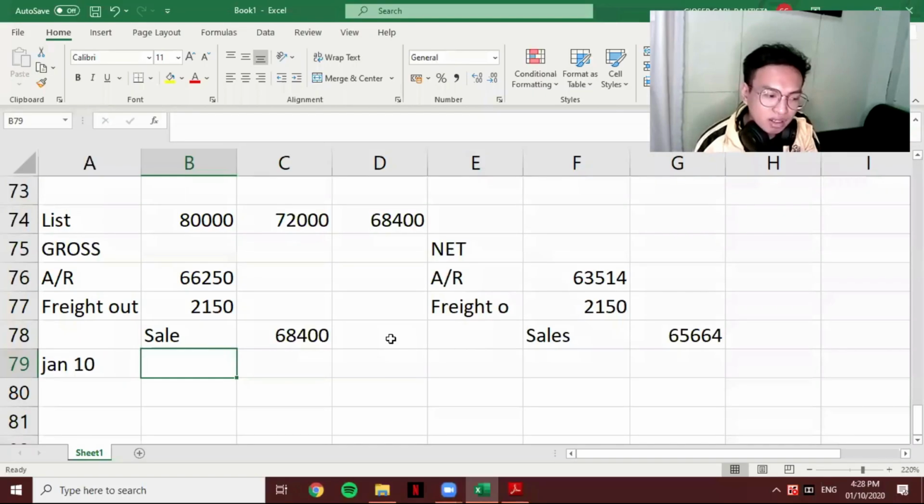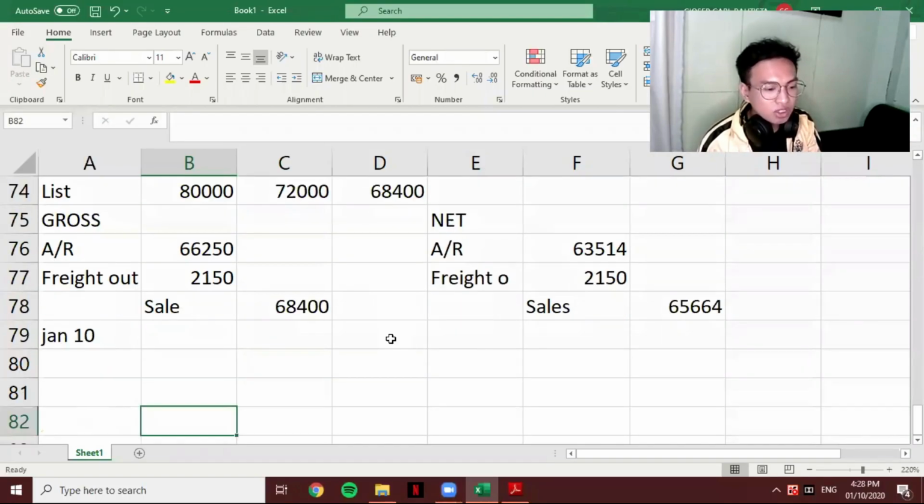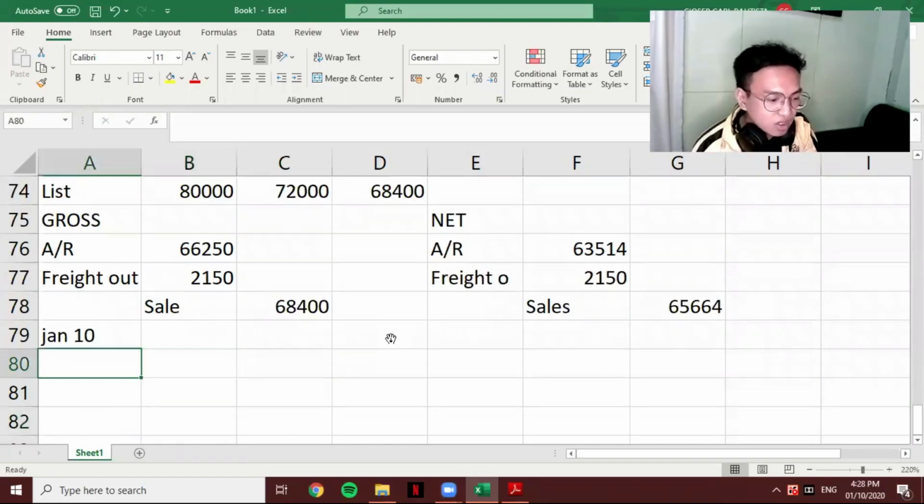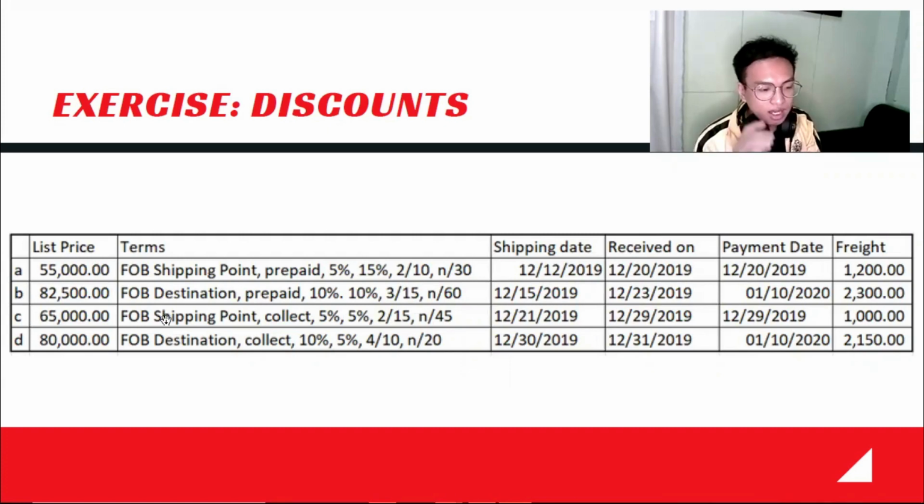Ang dami na nangyayari, sir. Ayoko na. You just have to practice. Practicein nyo tong letter C sa seller's perspective, buyer's perspective, at gross method at net method.